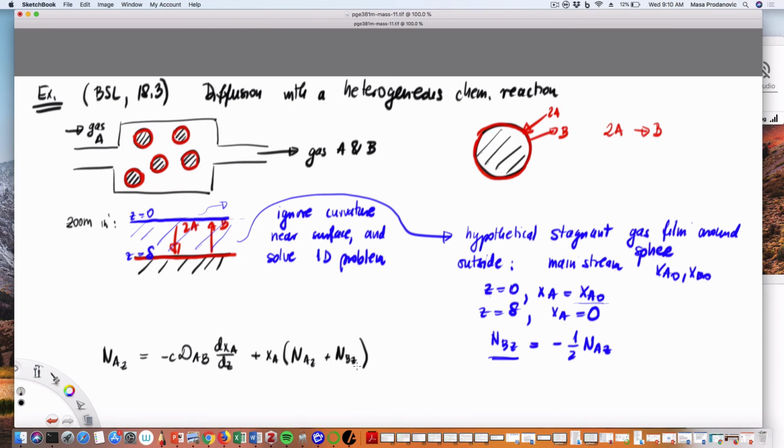So basically, is B stagnant? But B is not stagnant here. I'm producing it. Therefore, it's a relatively significant flux of it, right? So I can't. But that reaction allows me to specify what N_B is. Again, the complexity of the mass transport problems is this term, really.